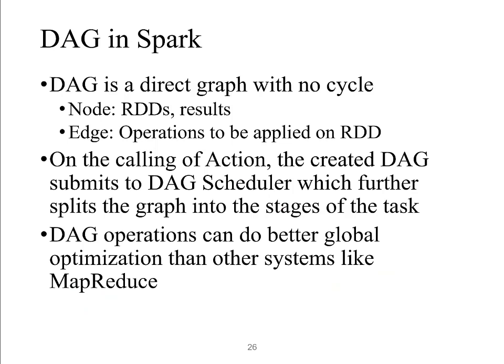Now let's look at DAG. So DAG is an important component in Spark. Actually, according to the textbook, DAG and RDD are the two core components of Spark. So DAG is a directed graph with no cycle, or say directed acyclic graph.